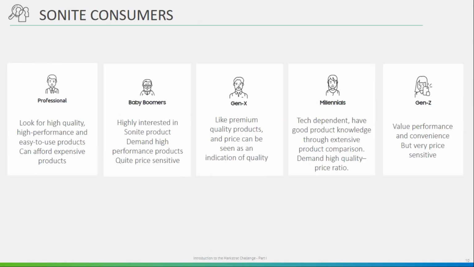So 5 types of SONITE customers, you can see them here. They all have different desires, different price sensitivities, different things that they value. So you'll need to understand each of them in order to decide who is appropriate to target with your brands.